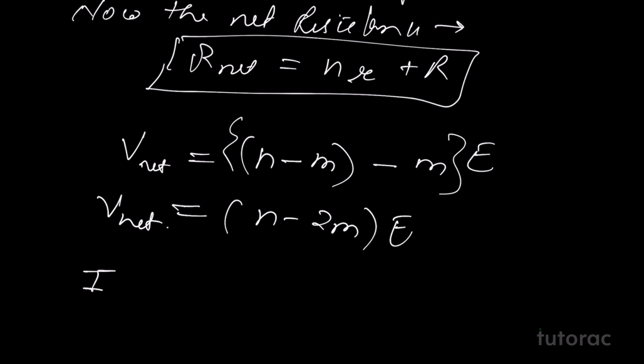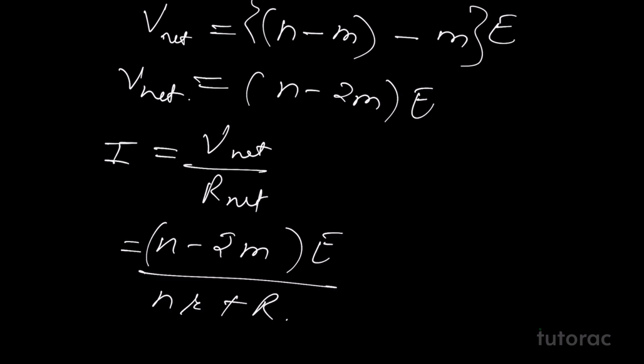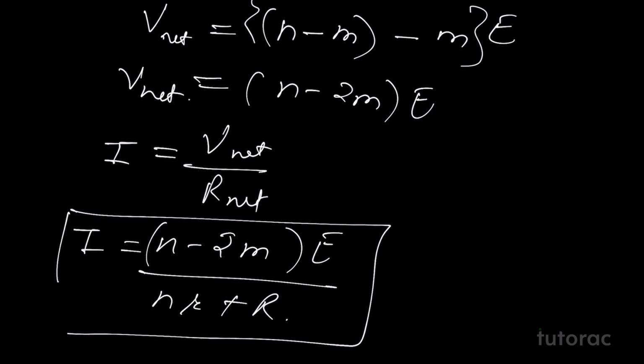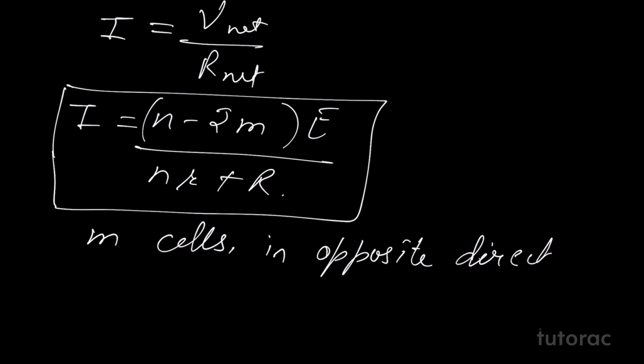Now again, calculating I is very easy. You just have to divide V net by R net. So V net is n minus 2m multiplied by E, divided by n small r plus R. This is my I net, if we have m cells in opposite direction or polarity. I hope you understood the concept.